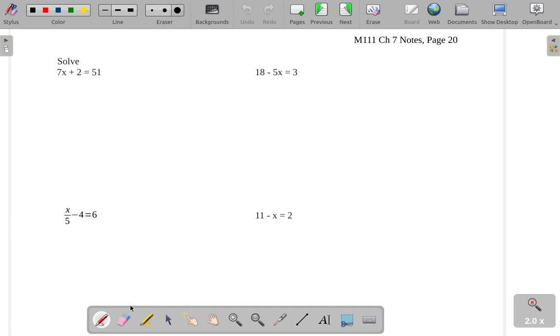Here are some more examples. If we have 7x plus 2 equals 51, the first thing I'd want to undo is this adding 2. I'll undo adding 2 by subtracting 2 from both sides. I'll get 7x over here and 49 over here. So 7x equals 49. I can finish this one up by dividing both sides by 7. So I get x equals 7.